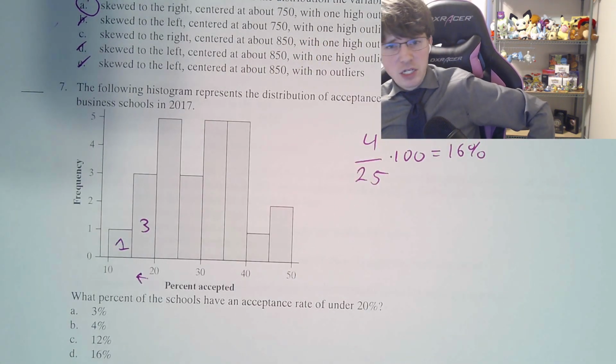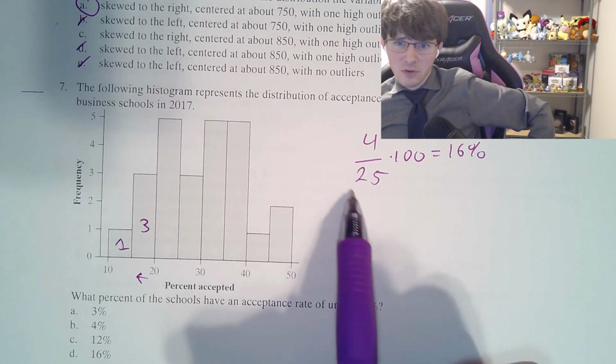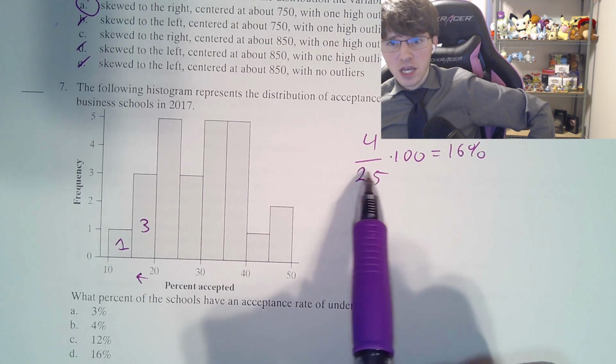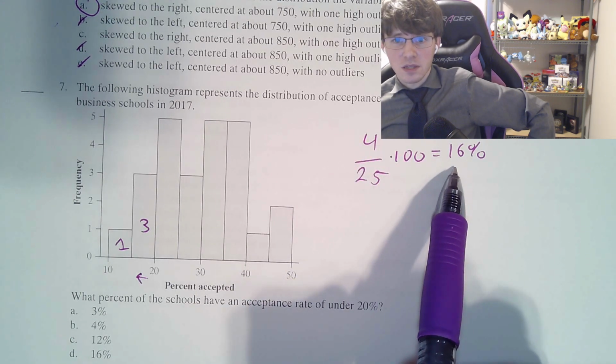By the way, you say, oh my gosh, how'd you do that in your head, Mr. Richards? You can do it really fast, actually. Anytime you're dividing by 25, all you actually have to do is take the numerator and multiply it by 4. So 4 times 4 gives you the 16. That's how you can do that fast.